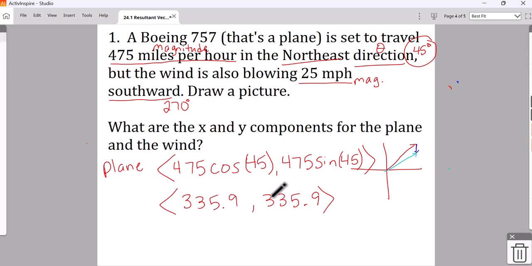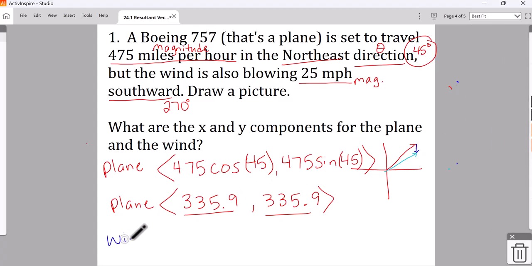So if you're thinking about the 45-degree triangle on your unit circle, it's square root of 2 over 2 and square root of 2 over 2. So the x value and the y value are the same. And so hopefully that makes sense for you, that this is the plane's information and that its x value and its y value are equal.